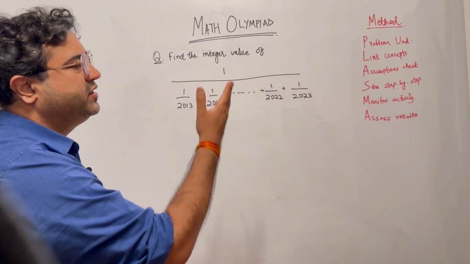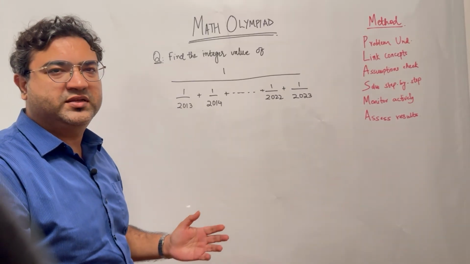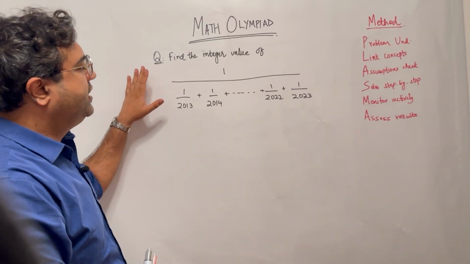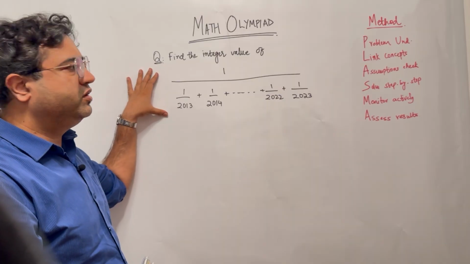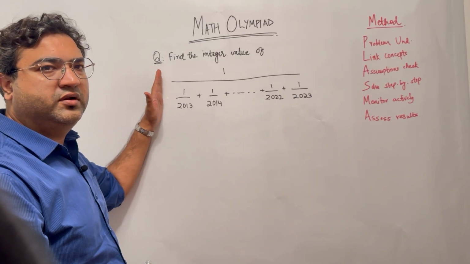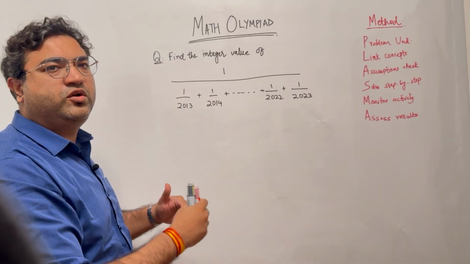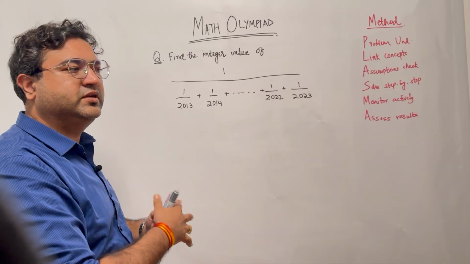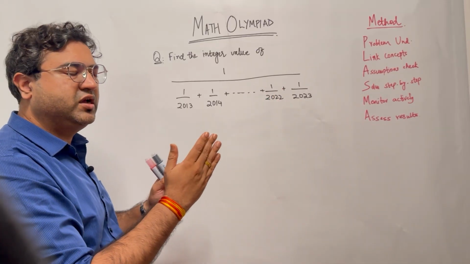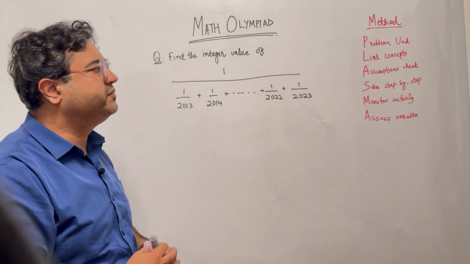So we will be using the PLASMA method. First step is problem understanding. We are required to find the integer value of this expression. It is not required to exactly calculate the decimal places, we just have to look at the integer value, right? So that is clear.